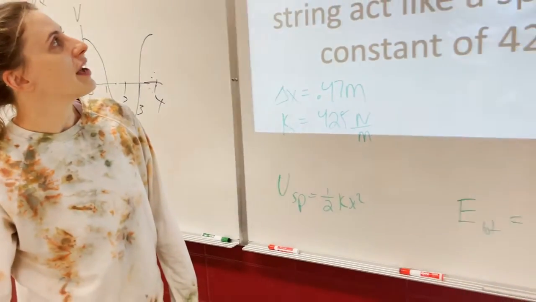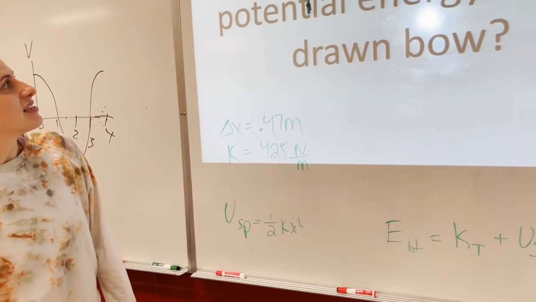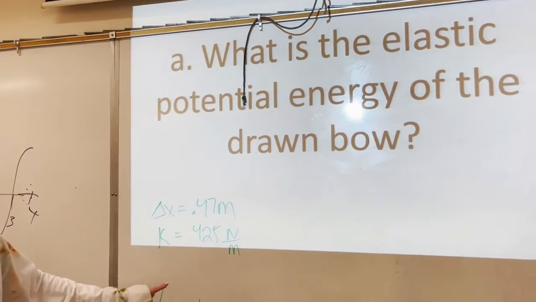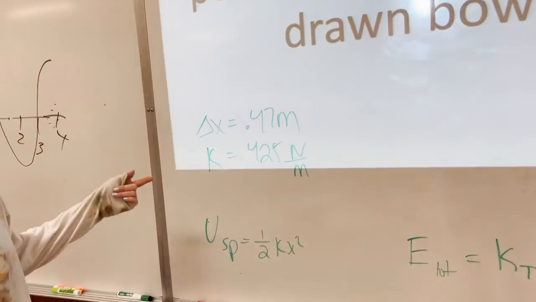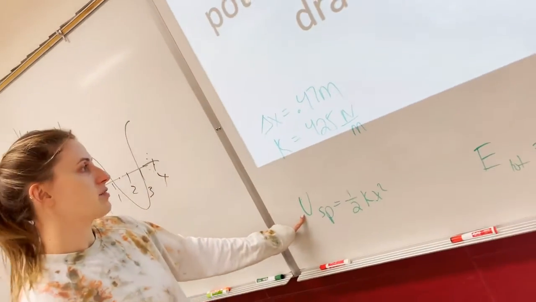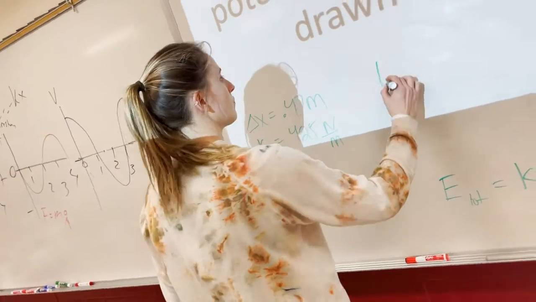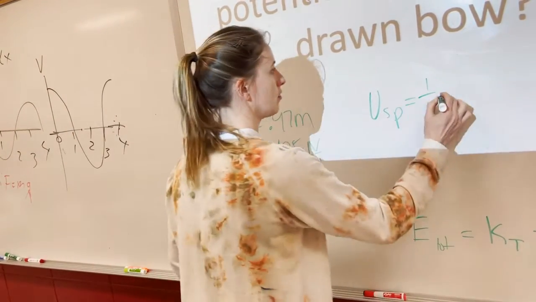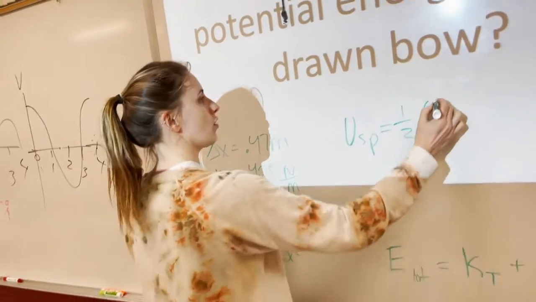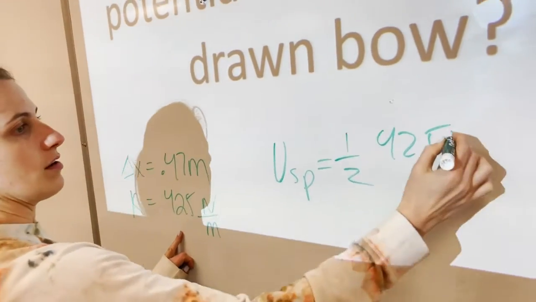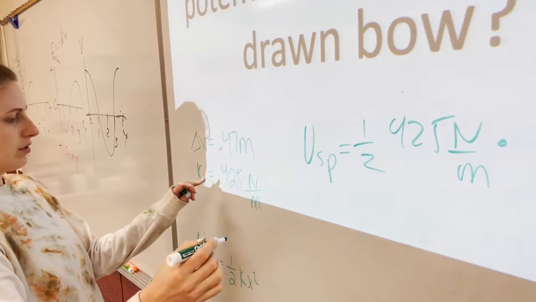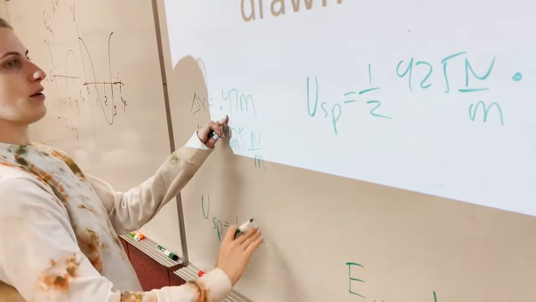So, what is the elastic potential energy of the drawn bow? When we're talking about the potential energy, we're talking about the energy that's stored in that bow. So our USP is going to be 1/2 kx squared, 1/2 k, 425 newtons per meter, times x squared. There we go.